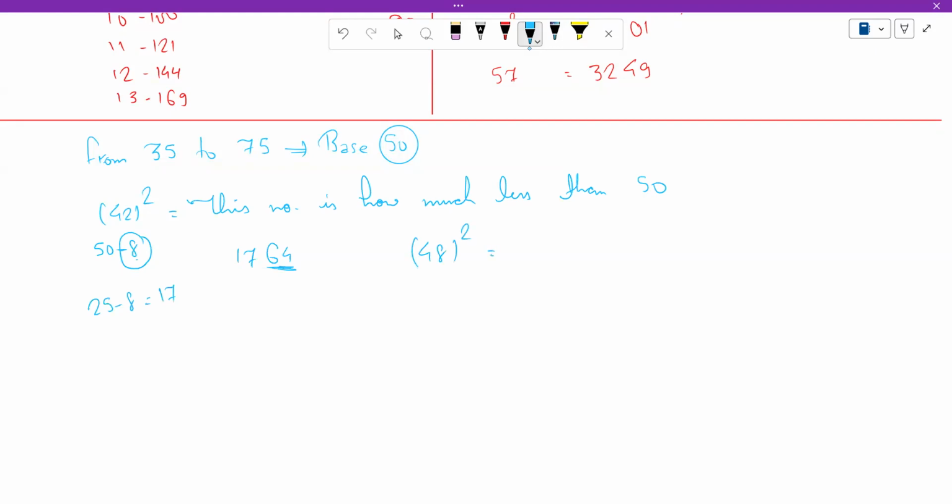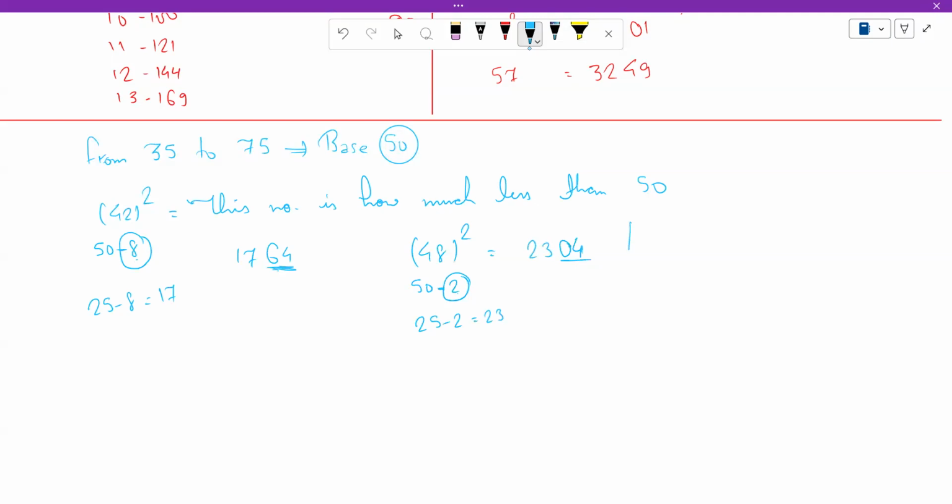how much is it less than 50? It is 50 minus 2, so it is 2 less than 50. Now 2 square is 4, but we have to take two digits now. So we will take here not 4 but 04. This will be your last two digits. Now since it is 2 less than 50, I'll do 25 minus 2, that is 23. So it is 2304.